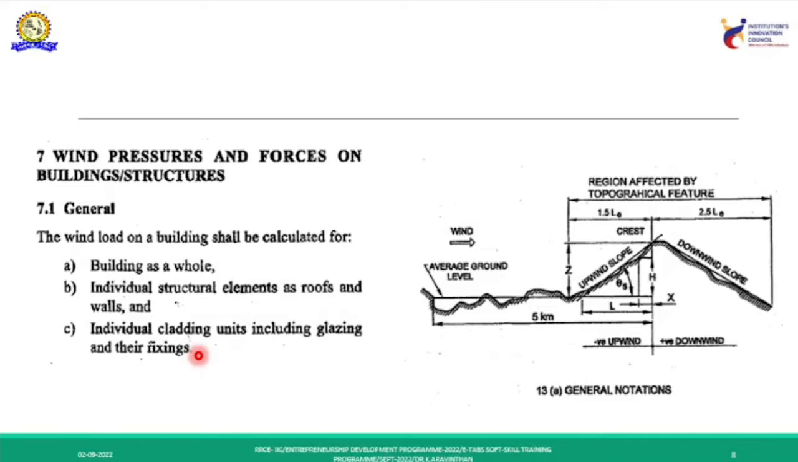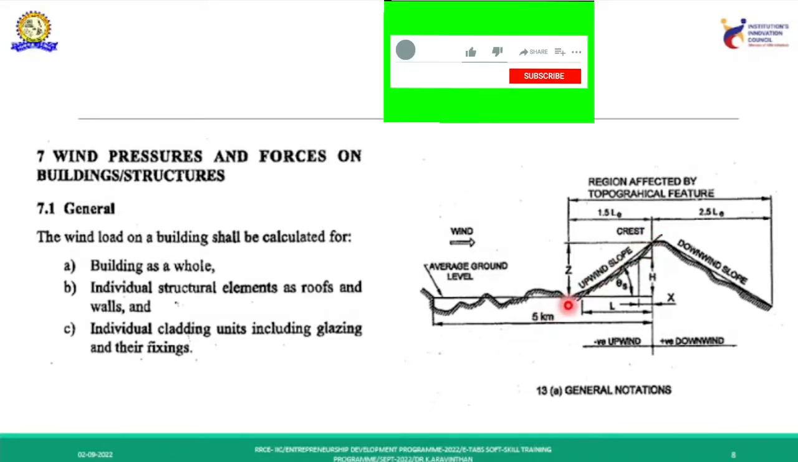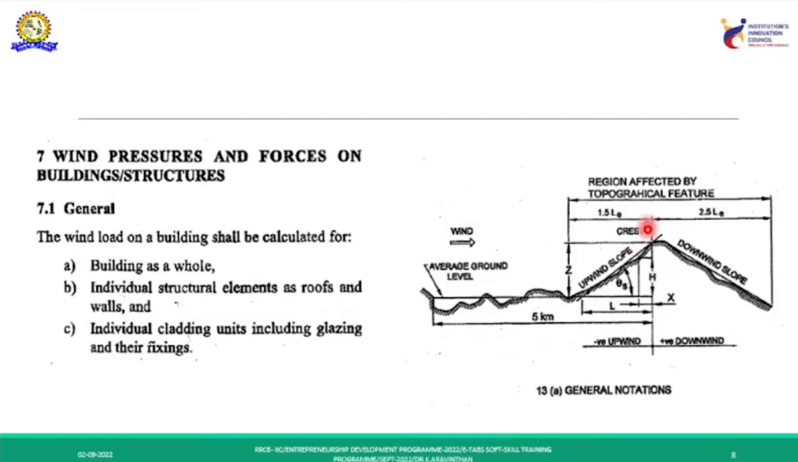Wind analysis also says that wind pressure will be different at different levels of an area, such as at the crest point. If you are constructing a building at the lowest point of a hill or at the top of the hill, there is a difference. The intensity of wind will be much higher at the crest point and much less at the lowest point of the hill. This side is upwind and this is called downwind.